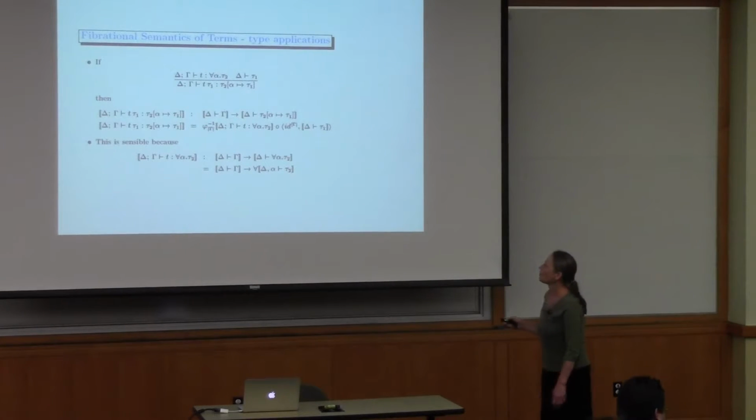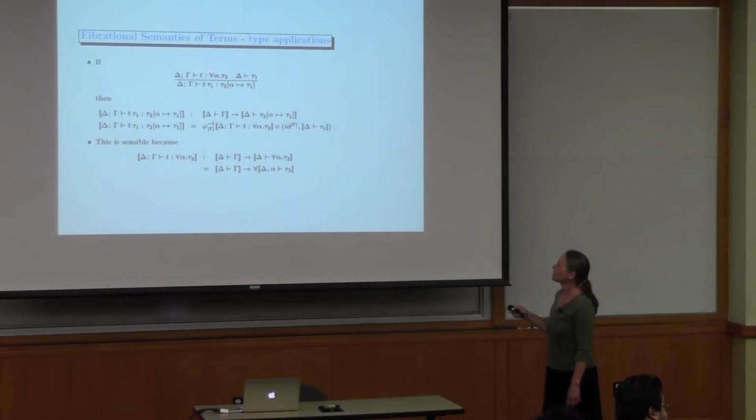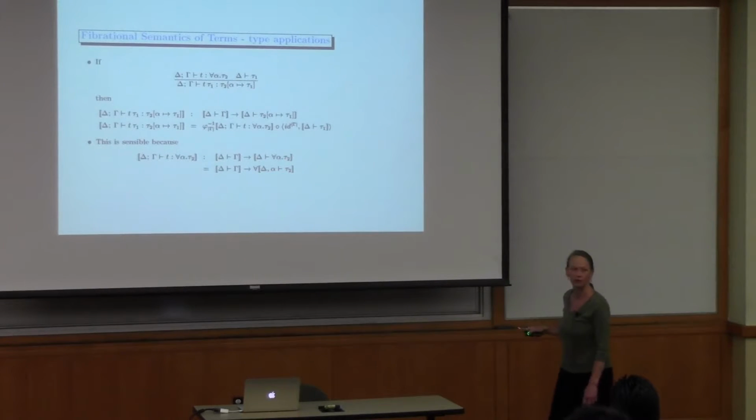Okay, so why is this sensible? The induction hypothesis gives me an interpretation of for all alpha tau 2, right? Otherwise, I wouldn't be able to form the application of t to tau 1. So what about it? Well, I know that its interpretation goes from the interpretation of its context to the interpretation of the return type. And I know that the interpretation of this return type is just my for all applied to the interpretation of the body of the for all type, but in a slightly larger context.